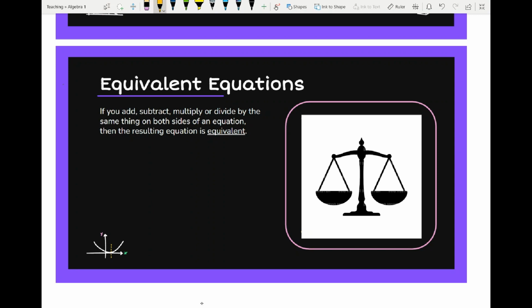If I were to add something, let's say a little block right here, and I add the same exact block to the other side, the scale would stay equal. If I added it to one side and not the other, then that would not happen. So let me give you a couple examples of what this would look like, right?